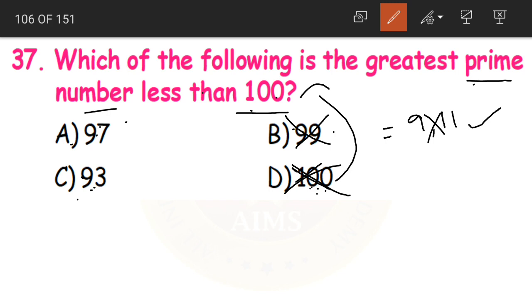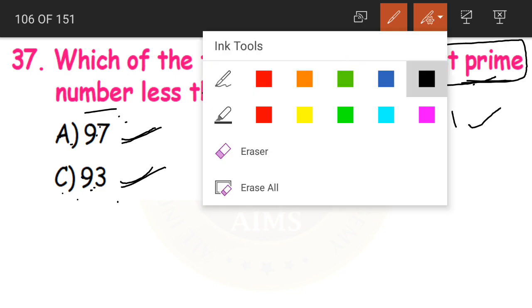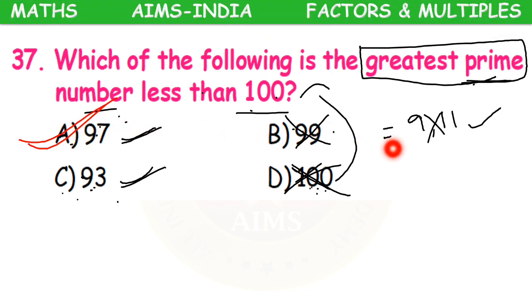Now coming to option A and C, 97 and 93. Both are our prime numbers, children. What? Both are our prime numbers. But what do we want? Greatest one. Yes, it should be less than 100. Yes, they both are less than 100. But it should be the greatest prime number. What is the greatest one? These two. 97 is the greatest number. So, 97 is the greatest prime number that is less than 100.